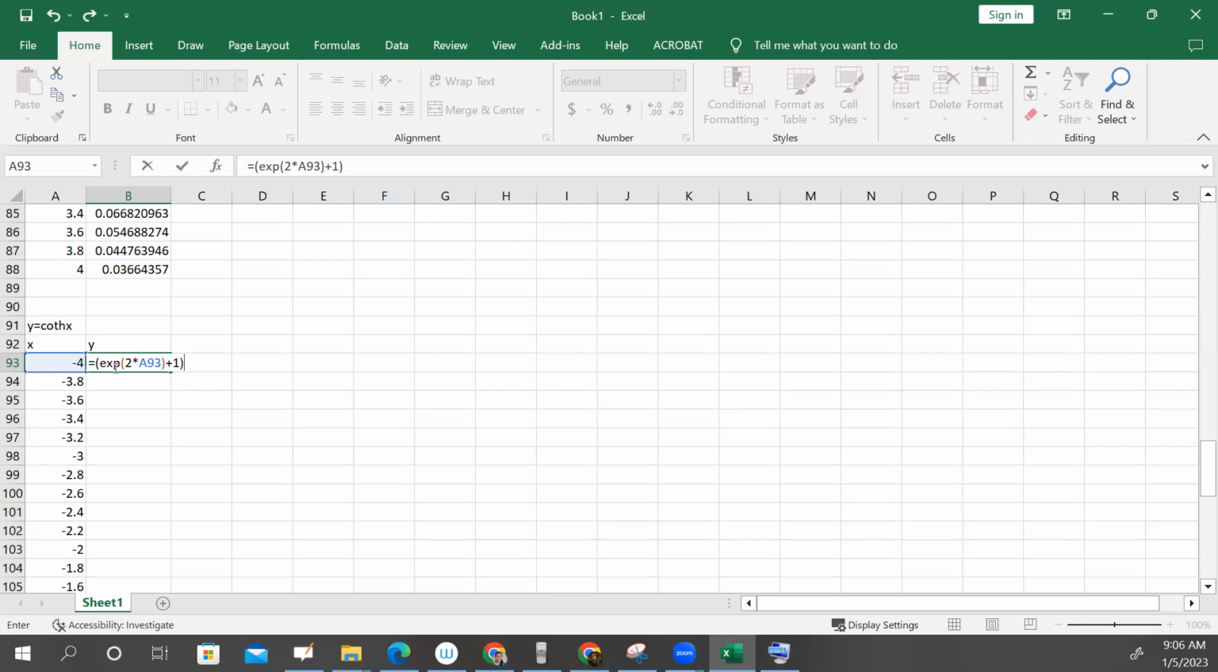So open bracket e to the power 2x plus 1, close bracket, that one entire section, divided by, again, open bracket, e to the power 2 times x, which is again this same guy, e to the power 2x, close bracket, minus 1. Right, so the bracket needs to be given properly: e to the power 2x plus 1 over e to the power 2x minus 1.